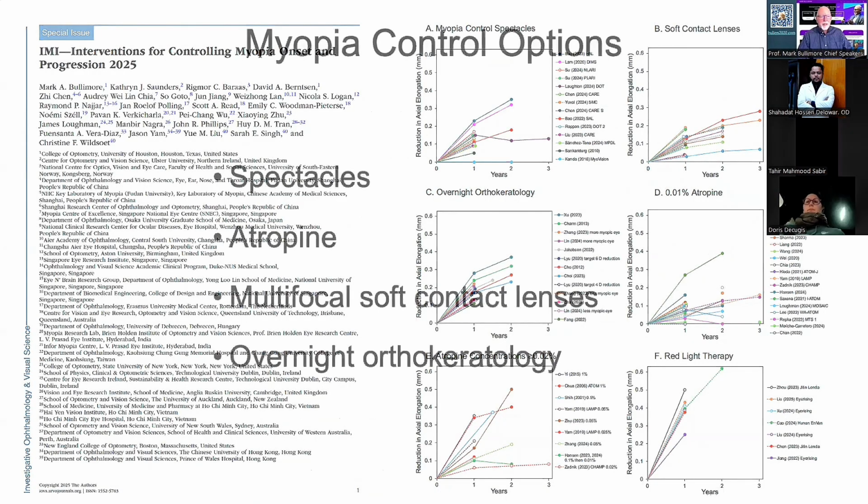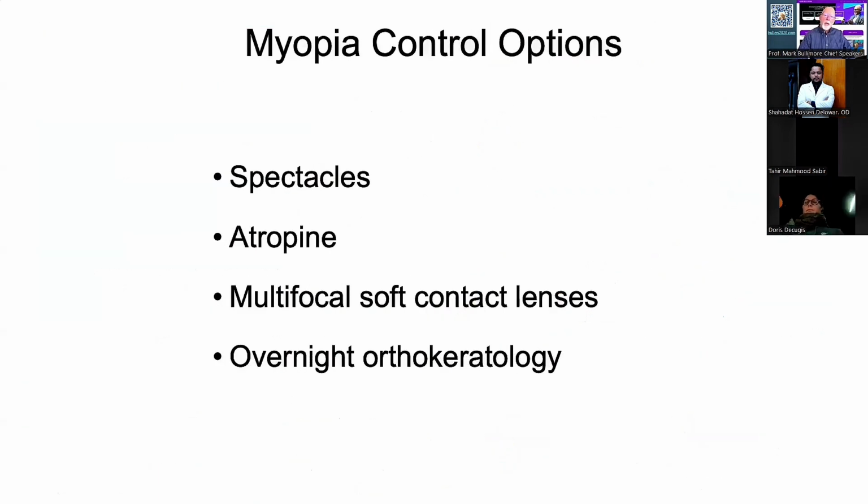So we have a number of myopia control options. These are the major ones. What you have access to depends on your scope of practice. And some of you can prescribe drugs, some of you can't. And also the availability of these products within your region or within your country. So let me just start talking first of all about overnight orthokeratology.